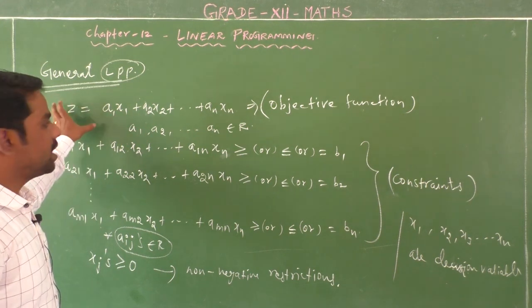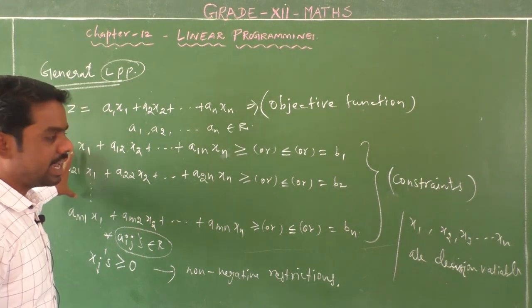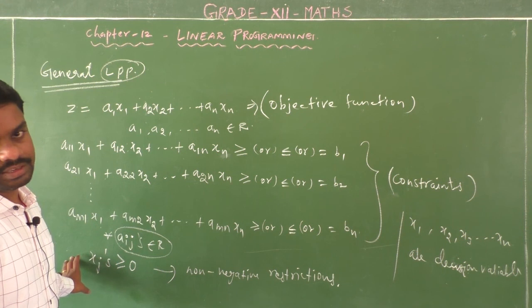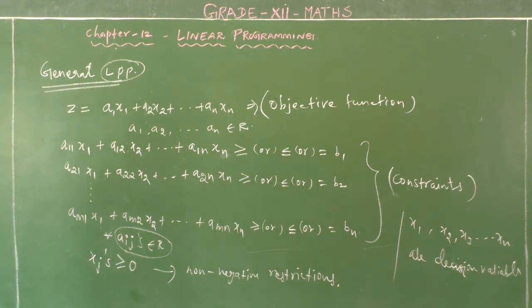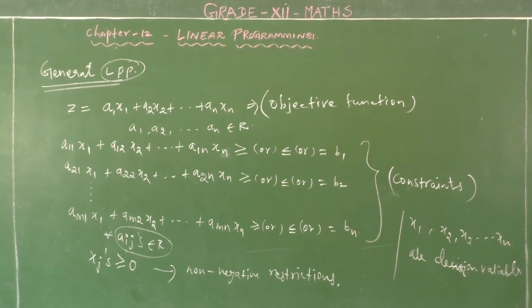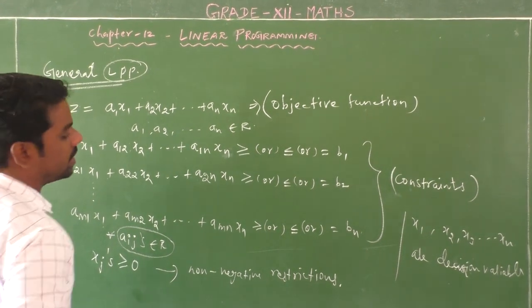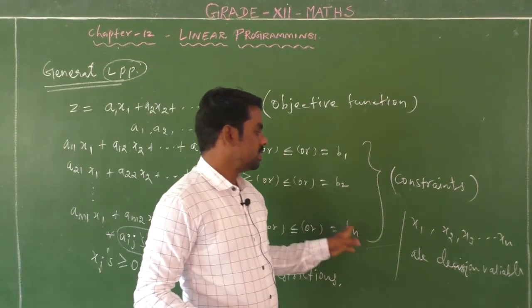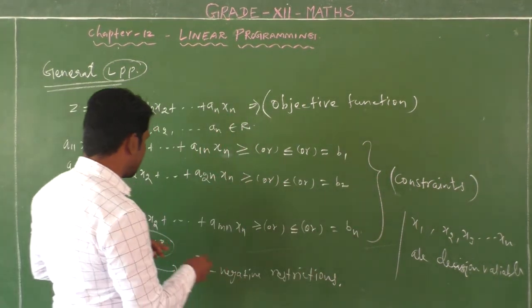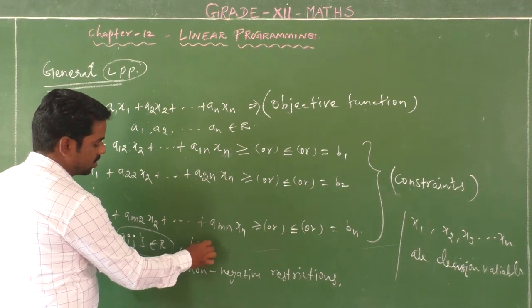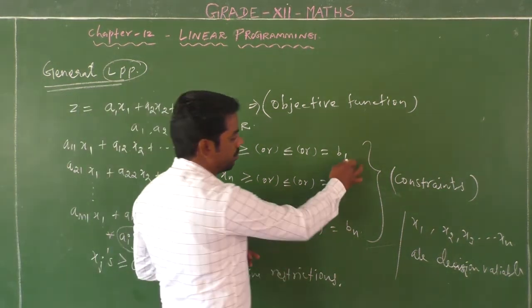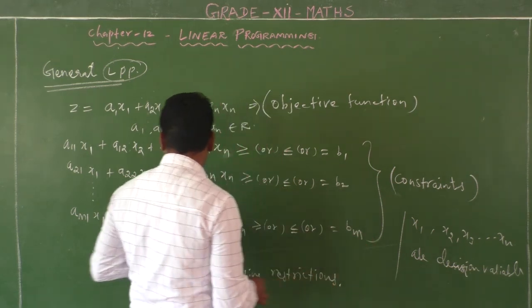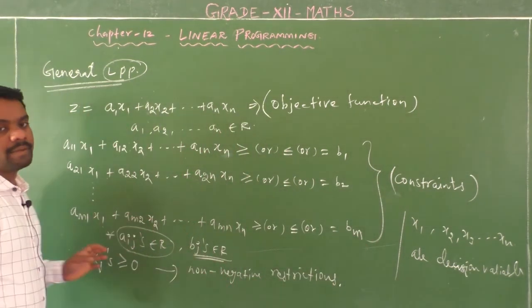First one, the objective function, and then the constraints and non-negative restrictions. These are all constraints. And also here b1, b2, b3 and so on, bn. These numbers are also real constants. The bj's also belong to the real constants. Here b1, b2, b3 and so on, bm.